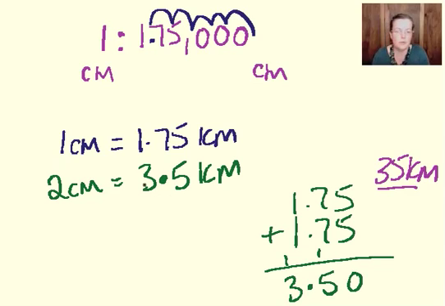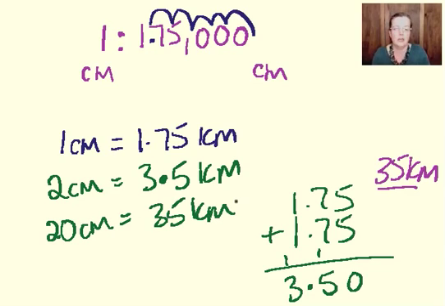But did we want 3.5 kilometres? No! How many did we want? We wanted 35 kilometres, and we'd say 20 centimetres equals 35 kilometres. Happy? Well done. See you soon.